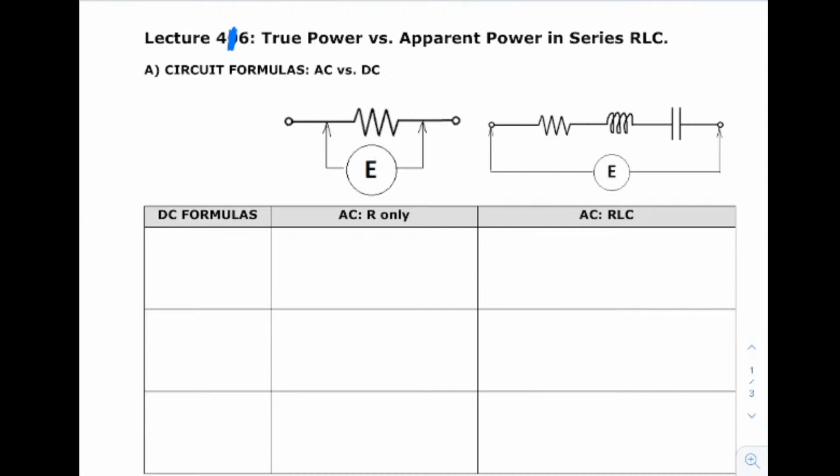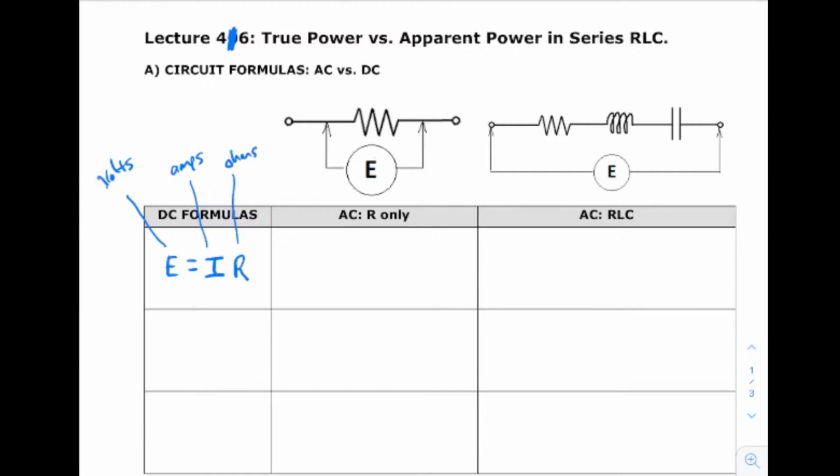So the DC formulas, wow, we kind of started the class with these kinds of things, right? You remember this good old Ohm's law formula, E equals I times R, where E is in volts, I is current, which is in amps, and R is in ohms. So that's your standard Ohm's law, E equals IR.